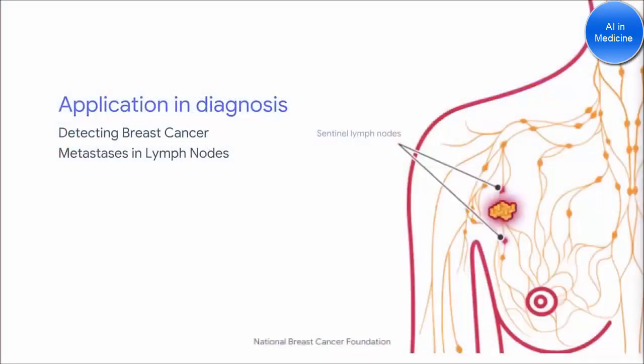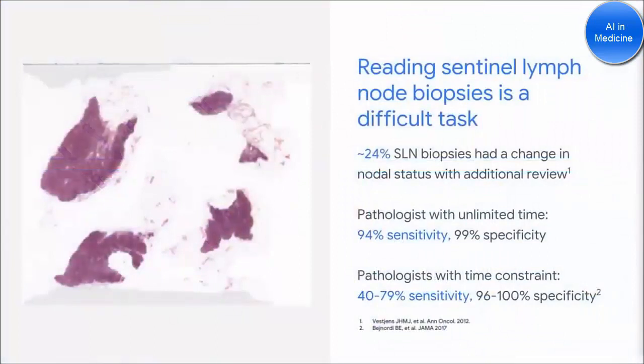Okay, so I've given a screening application, and here's an application in diagnosis that we're working on. In this particular example, we're talking about breast cancer, specifically metastases of breast cancer into nearby lymph nodes. When a patient is diagnosed with breast cancer and the primary breast cancer is removed, the surgeon spends some time taking out what we call lymph nodes so that we can examine whether or not the breast cancer has metastasized in those nodes, and that has an impact on how you treat the patient.